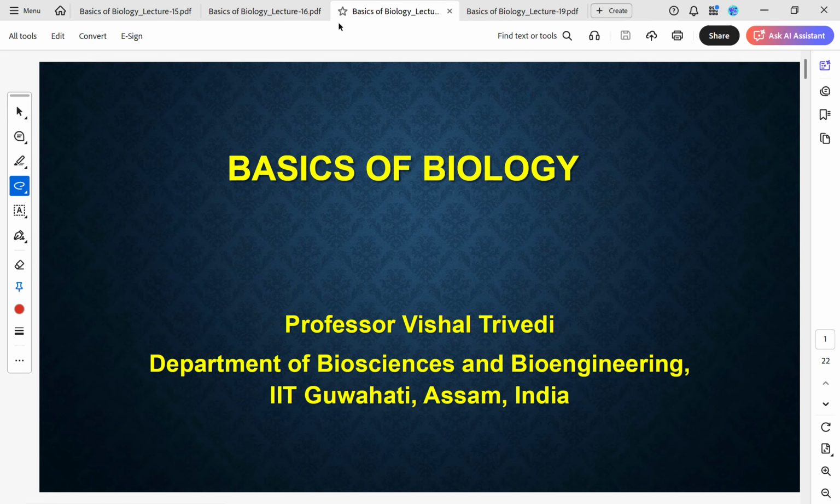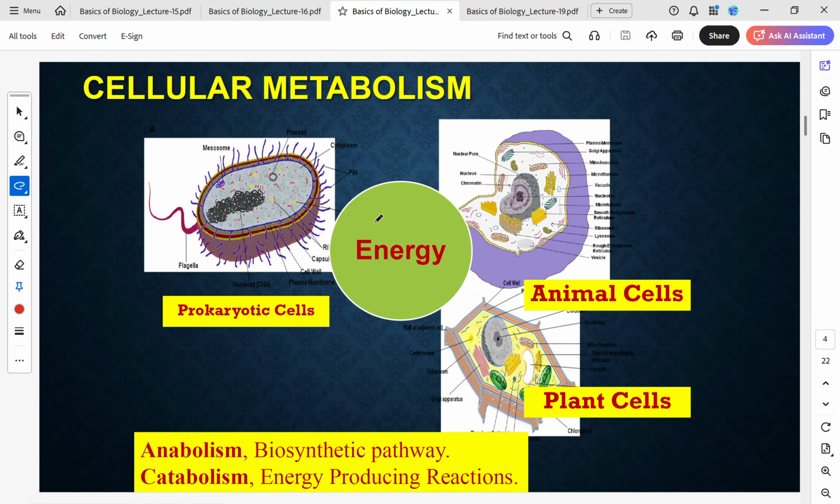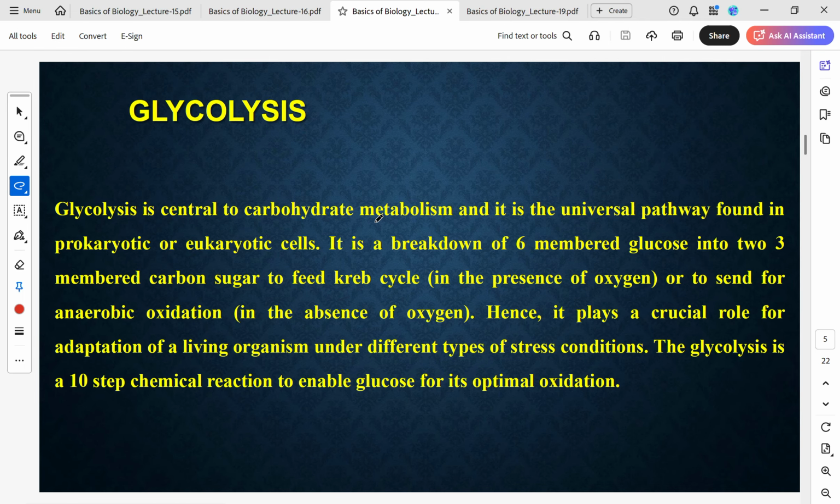Okay, coming to the sugar that is stored within the body, the polysaccharides are eventually used for energy production in various metabolic reactions. Glycolysis is one such process which uses glucose to release energy that is stored in the bonds of glucose. So glycolysis is central to carbohydrate metabolism.